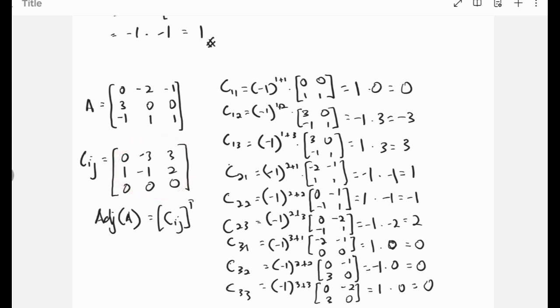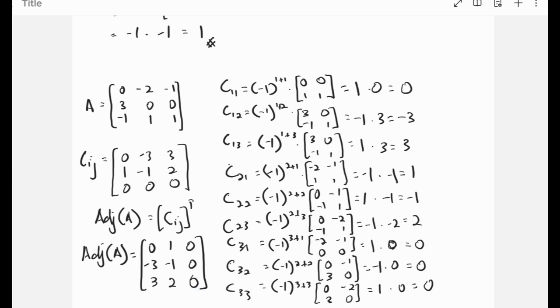So the adjoint for this cofactor matrix is 0, -3, 3. The first row becomes the first column, so just put it like this, 0, -3, 3. And then we have the second row, 1, -1, 2. Put it as the second column, 1, -1, 2, and then 0, 0, 0 at the end. So this is the adjoint that we're going to use in our calculation of the inverse.